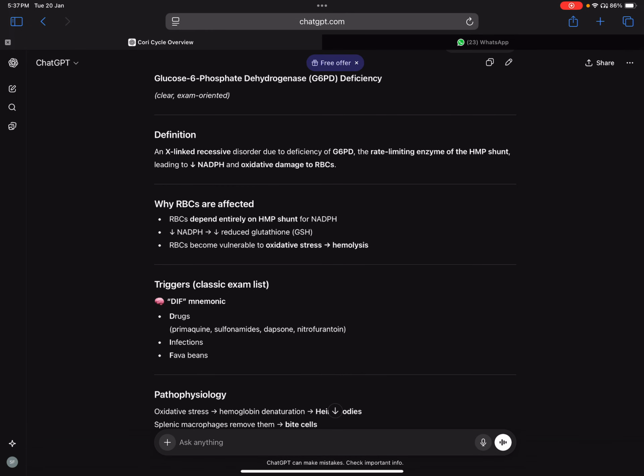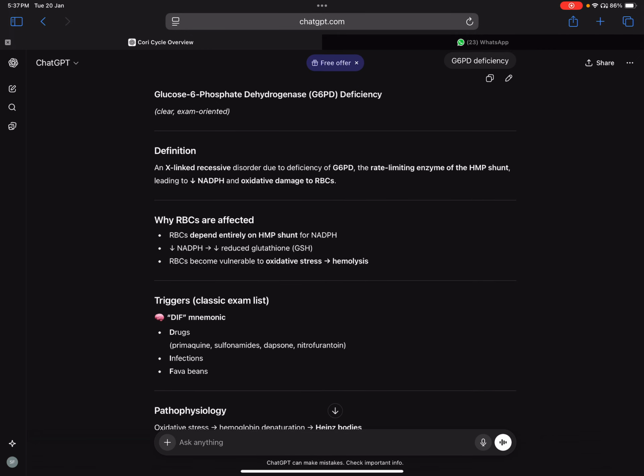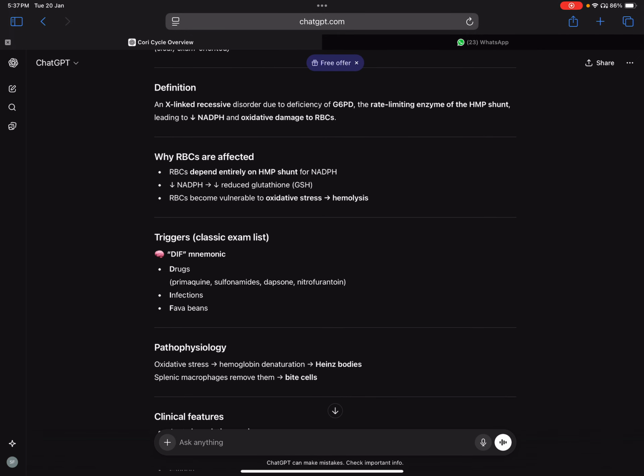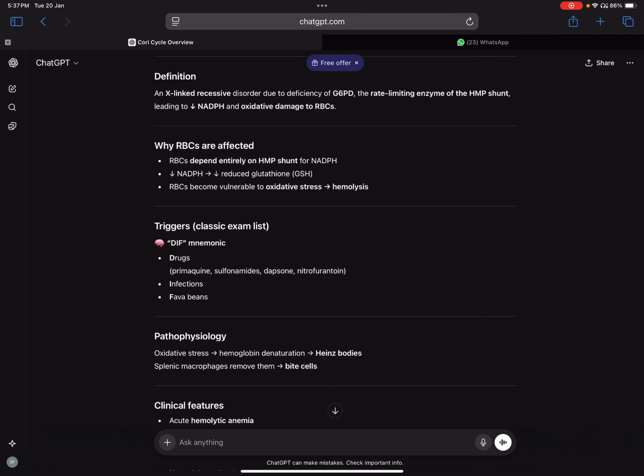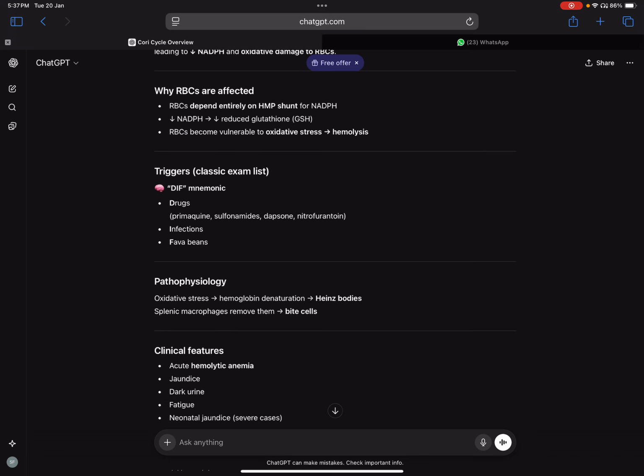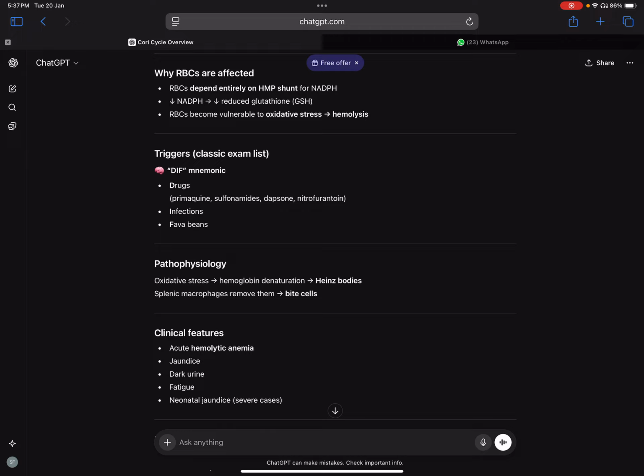So here, this is one summary. Let's look at it. X-linked recessive disorder due to deficiency of G6PD, the rate-limiting enzyme of the HMP shunt. It leads to decreased NADPH and increased oxidative damage to RBCs. RBCs depend entirely on the HMP shunt for NADPH, and decreased NADPH means decreased reduced glutathione. RBCs become vulnerable to oxidative stress and it leads to hemolysis.